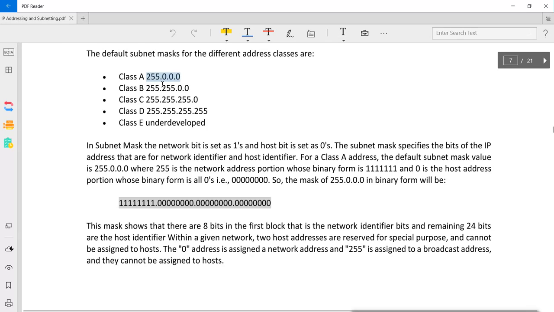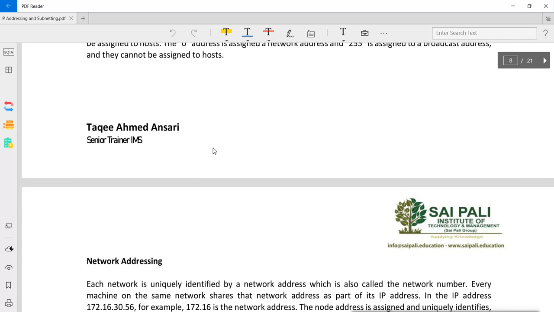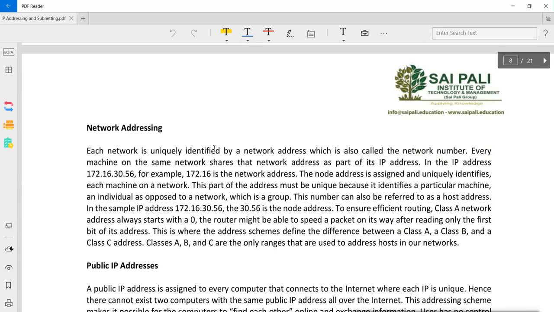You can see here in class A, the first 8 bits are on and the rest of the bits are off. In class B, the first 16 bits are on and the rest are off. In class C, the first 24 bits are on and the rest of the 8 bits are off. So the first part in class A, the first 2 parts in class B, and the first 3 parts in class C. D and E we are not using, so we will not get into them, but they have all the bits on. This is the subnet mask, which is very important to define the network and host parts.